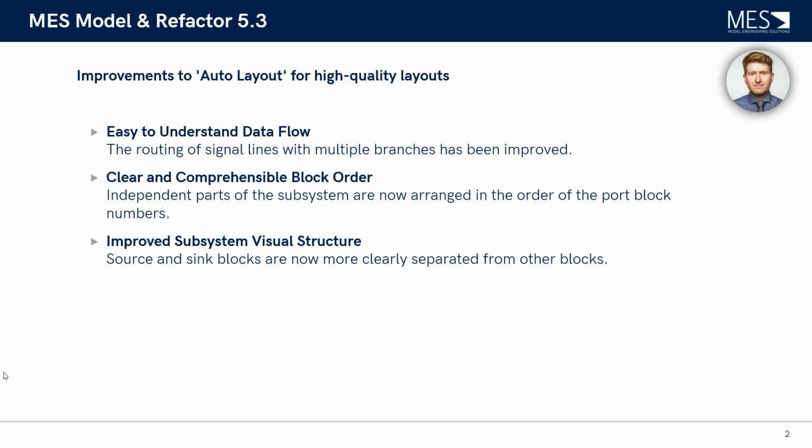Second, we made the block order more comprehensible by arranging independent subsystem parts by port block numbers. And third, we improved the visual structure of subsystems by separating source and sink blocks more clearly from other blocks. So now let me switch to Simulink so that I can show you the improvements on Simulink models.